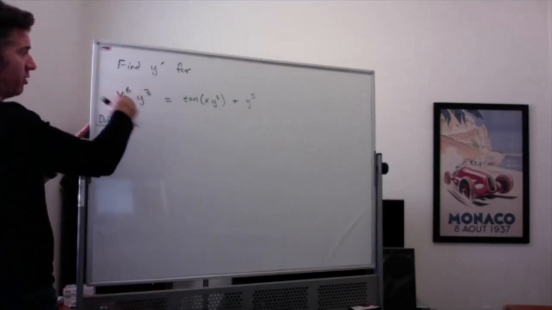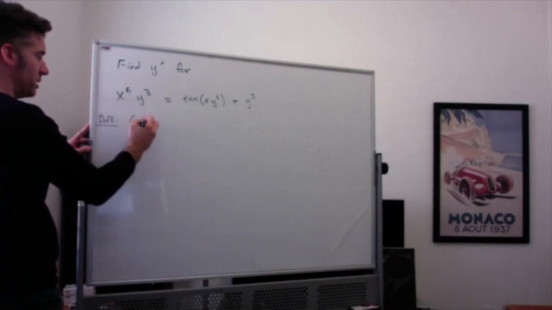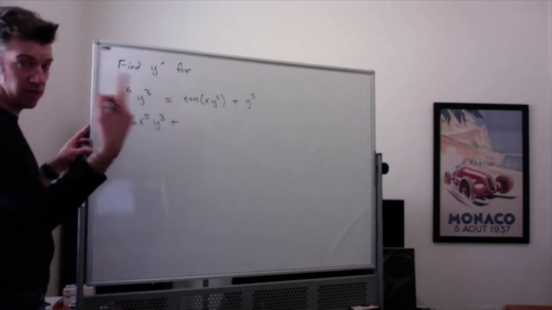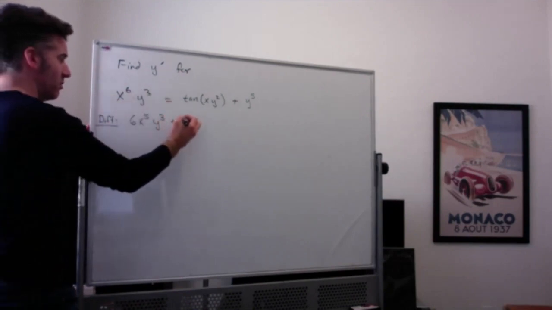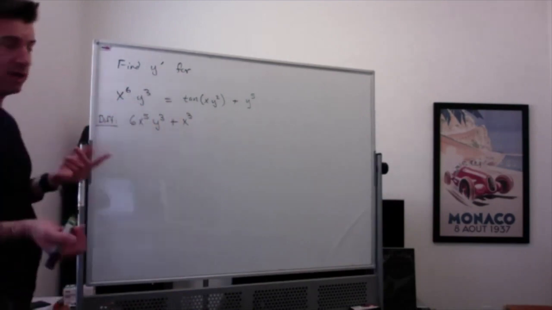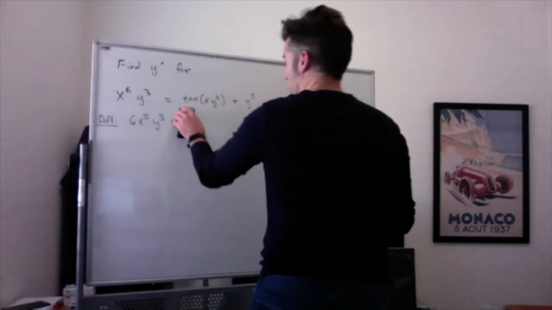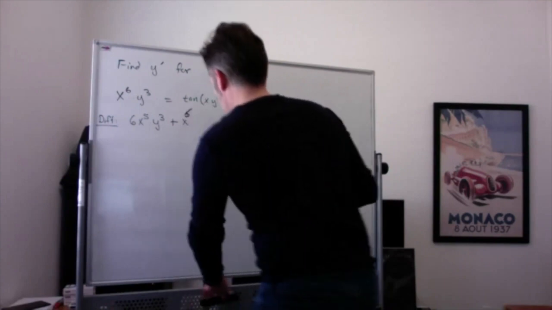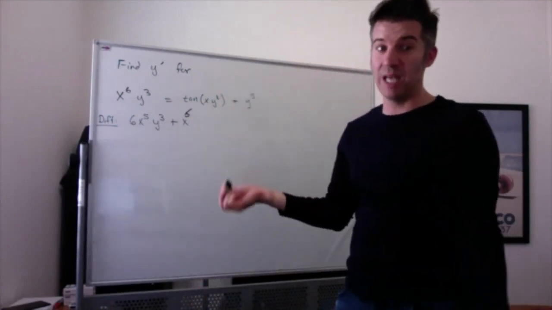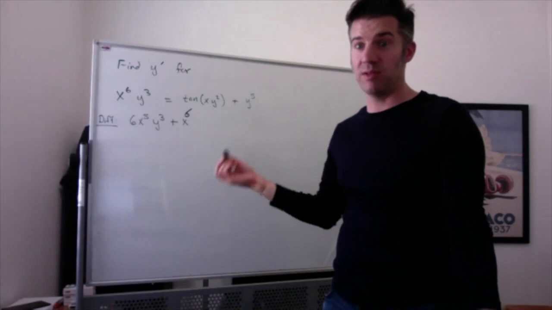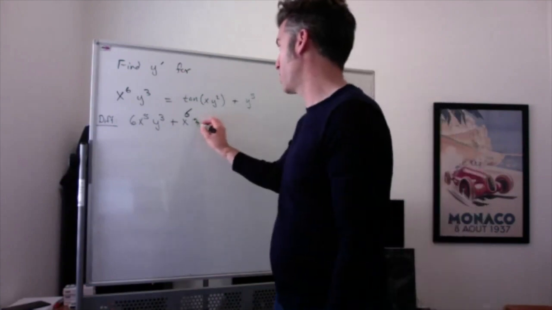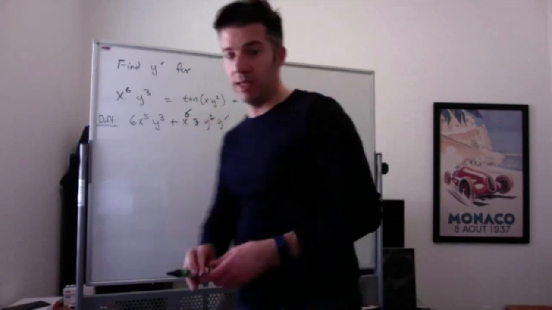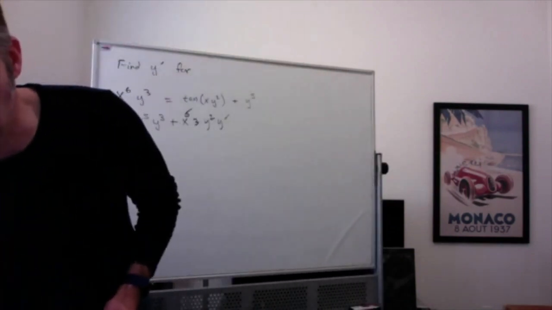Differentiate both sides. Use the product rule here. So we get 6x to the 5th times y cubed, plus, then we do it the other way, right? We leave the x to the 6th alone and multiply by the derivative of y cubed. The derivative of y cubed, or some stuff cubed, is 3 times my stuff squared times the derivative of my stuff. So it's going to be 3 times y squared times y prime. That's the left-hand side.